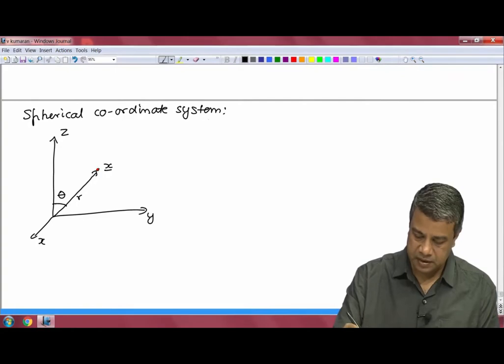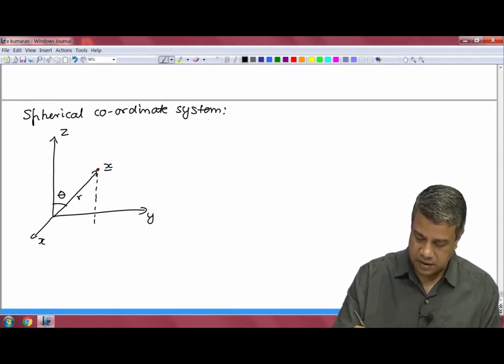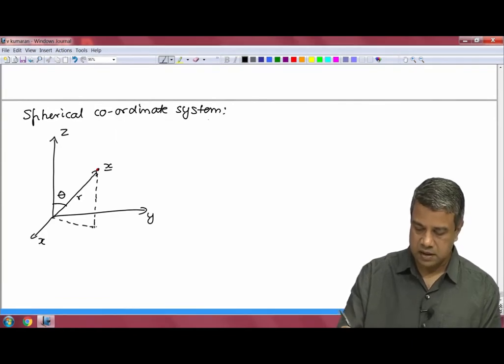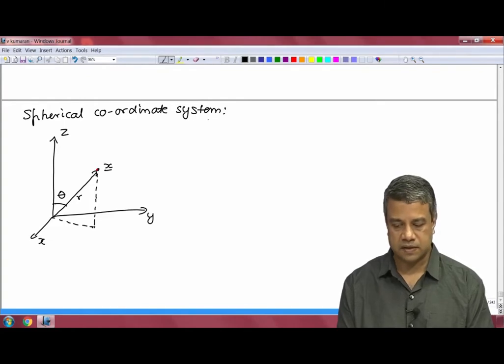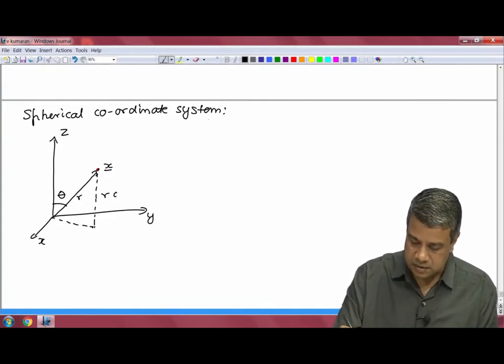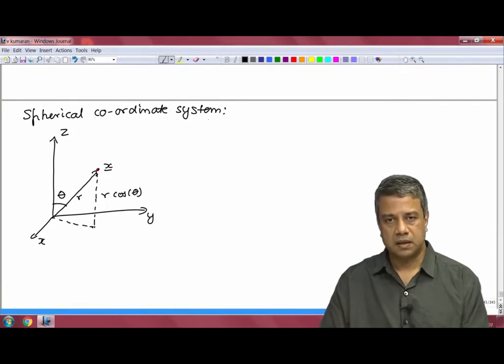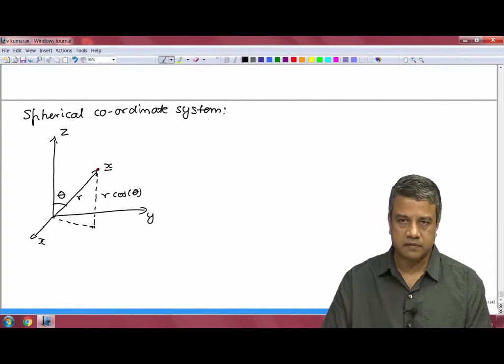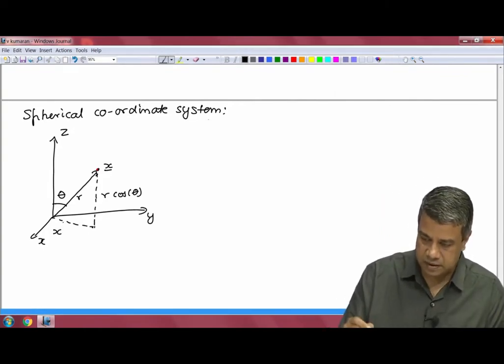So, therefore, the height of this location above the xy plane, which is determined by the angle theta, has to be r times cos theta. And the projection of this displacement vector onto the xy plane will have a length of r times sin theta.